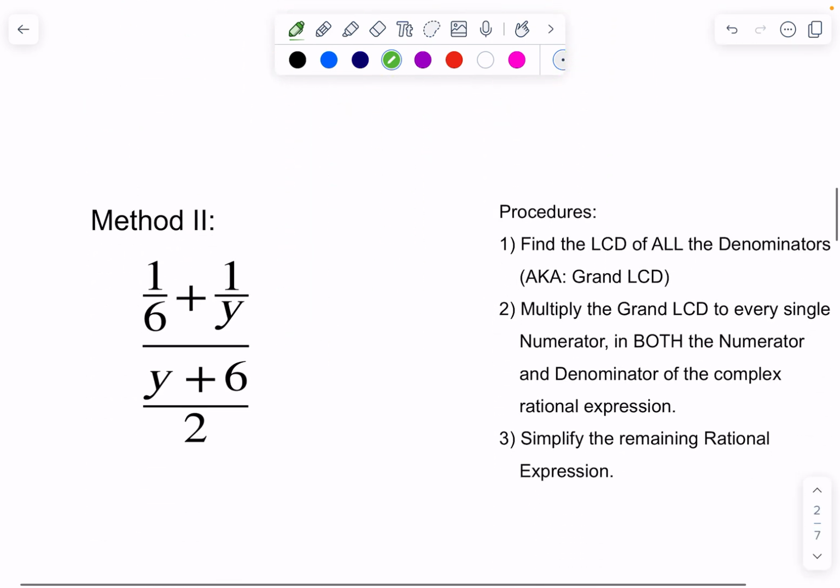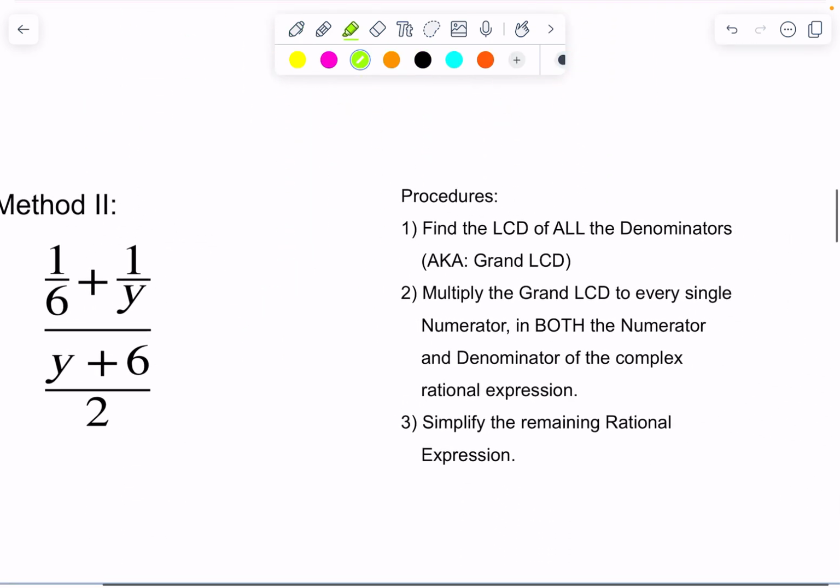Method 2 involves, first, finding the LCD of all the denominators. I like to call that finding the grand LCD. Then step 2, we multiply the grand LCD to every numerator in both the numerator and denominator of the complex rational expression. And step 3, we simplify the remaining rational expression.